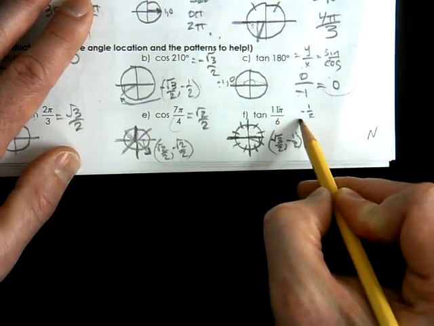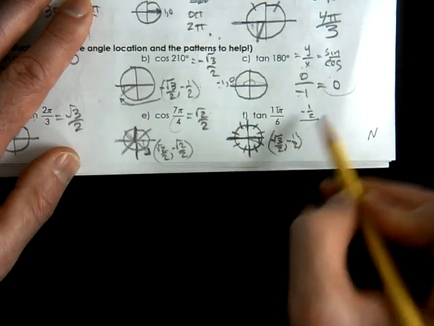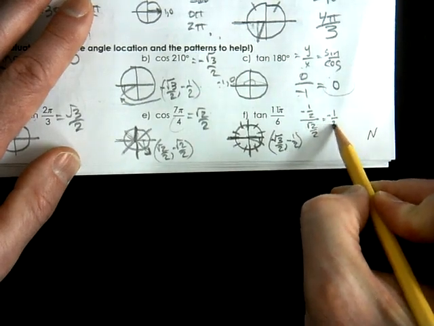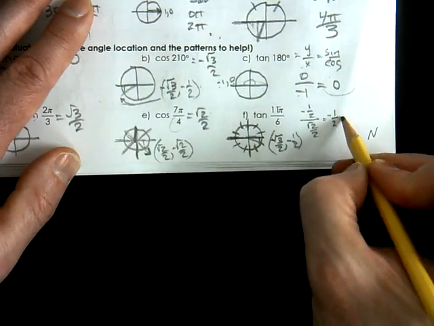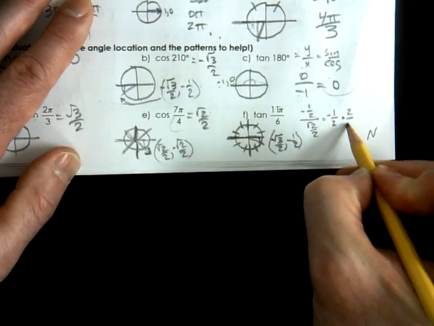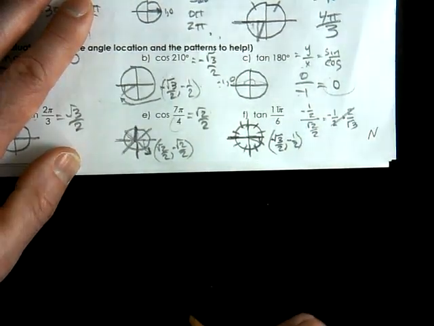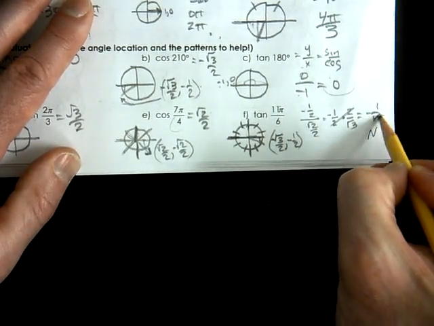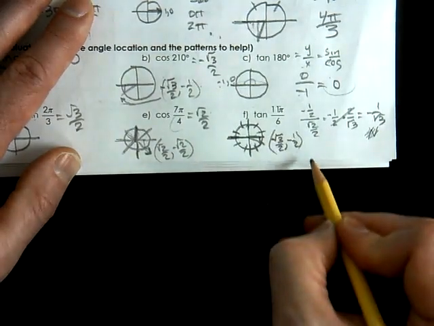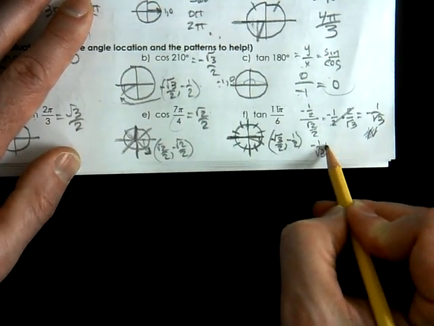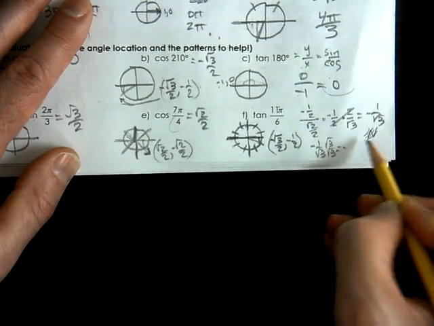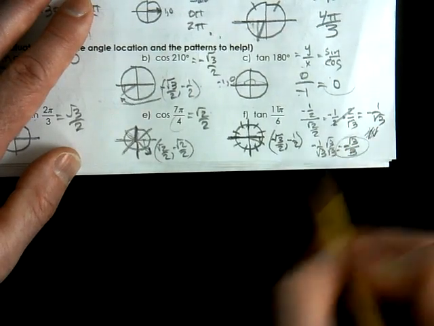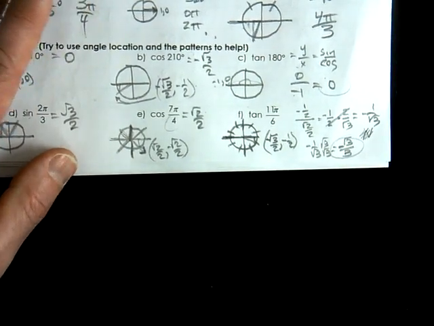So negative 1/2 divided by, the y value divided by the x value. The way you do this is take your y times the reciprocal of the x, the reciprocal of the denominator. That gives us negative 1 over root 3. We have to rationalize the denominator, and we get negative root 3 over 3. And that's our answer. All right, everybody.